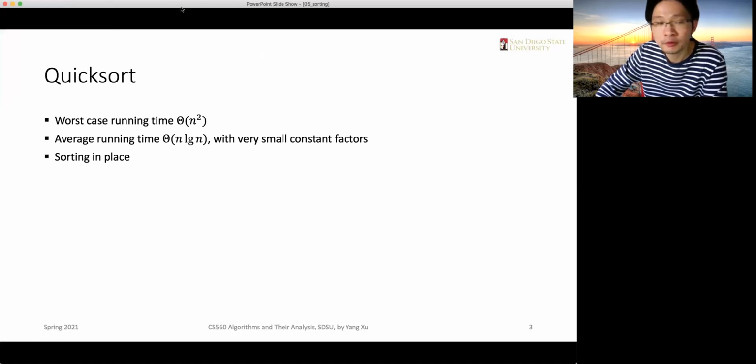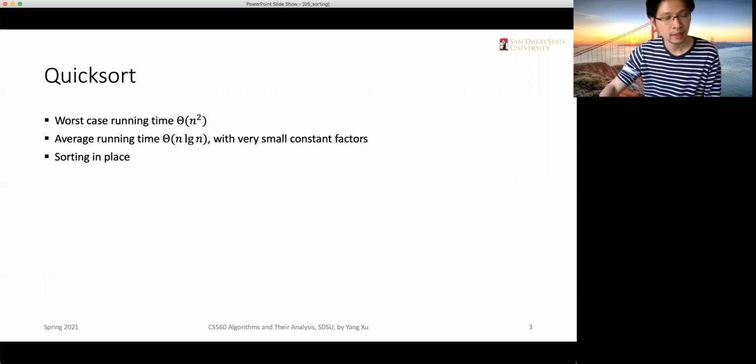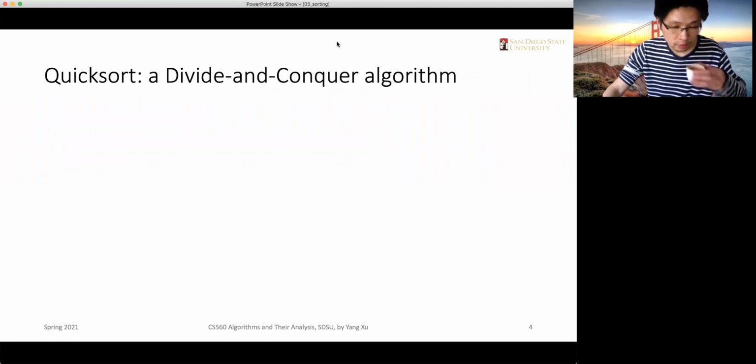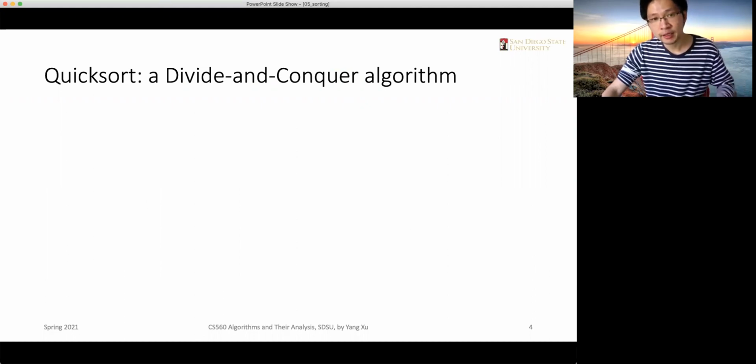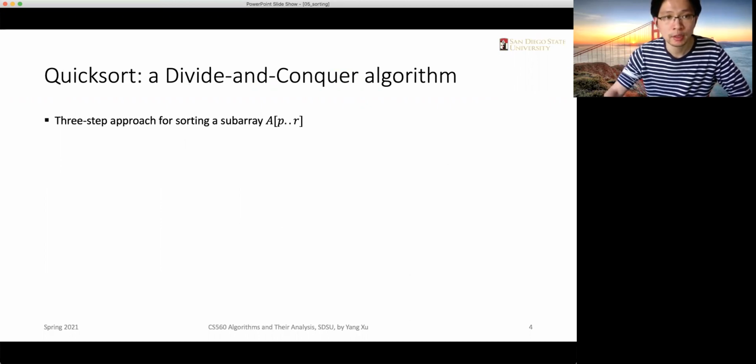Okay, so today we will first talk about quicksort. The worst case for quicksort is big Theta of n squared, and the average case is big Theta of n times logarithm of n. It also has very small constant factors, which means when the input size n is small, it will already show some advantages over, for example, insertion sort. Okay, and it sorts in place, so it doesn't require any additional memory space. It's a typical divide and conquer algorithm, and there are basically three steps in order to sort such a sub-array.